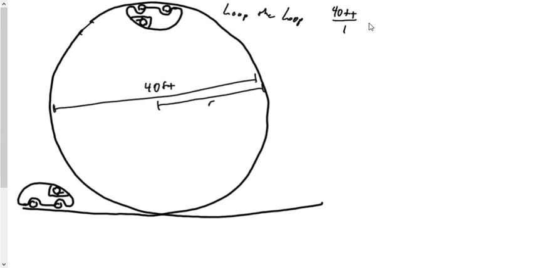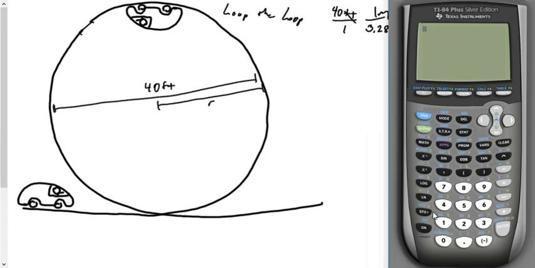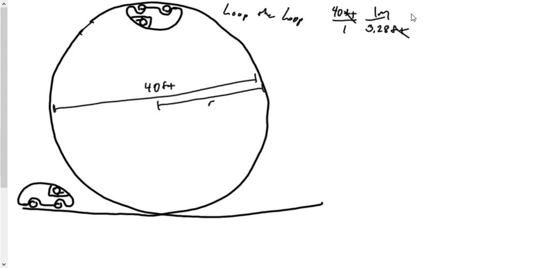To do the conversion, there's 3.28 feet in 1 meter, so the feet will cancel. I'm going to take the 40 feet and divide it by 3.28, and that'll give me about 12.2 meters as my diameter. That means the radius is equal to 6.1 meters.